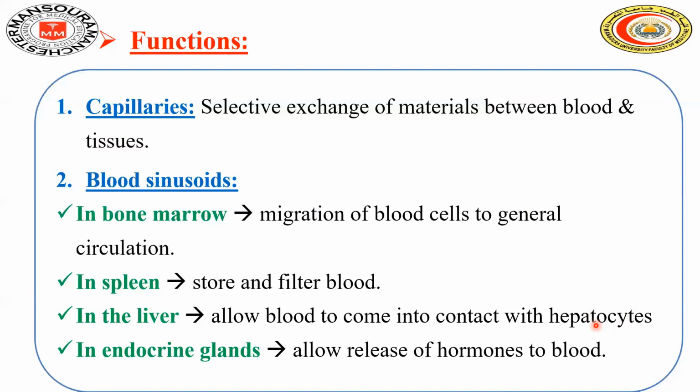Lastly, the endocrine glands have blood sinusoids, and these sinusoids allow the release of hormones to the blood. Here, the blood sinusoids in the endocrine glands represent an alternative for the absence of the duct. There is no duct in the endocrine glands. So how will the hormone reach its target site of action? Through the bloodstream. The hormones synthesized by endocrine glands are released into the blood through the sinusoids to reach their target site of action. So here are the specific functions for the blood sinusoids.